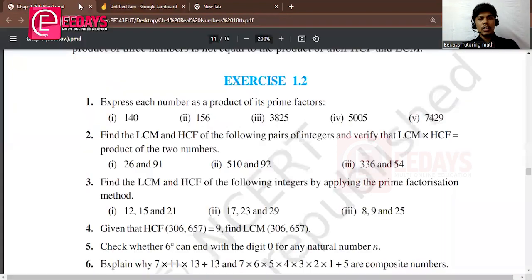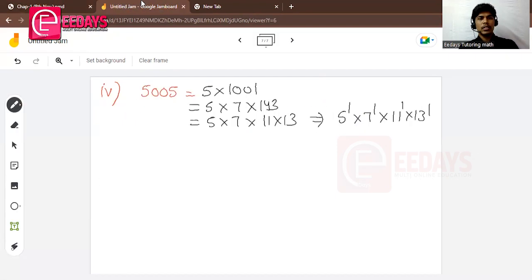You can solve the next question, 7429, with the same process. You can try with the 2 table. If it is not applicable to the 2 table, you just try with the other prime number, that is 3. If it is not with the 3 table, you just find the other prime number, that is 5 table. Okay, it's up to you.